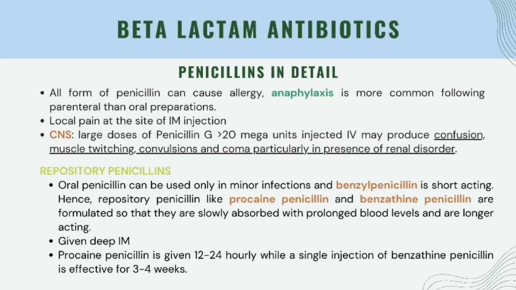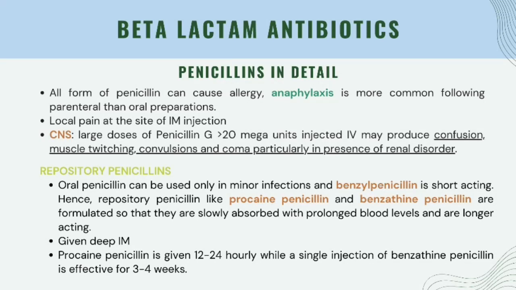Local pain at the site of intramuscular injection, and thrombophlebitis on IV injection, particularly with large doses, occur due to irritation. In the CNS, large doses of penicillin G, greater than 20 megaunits injected IV, may produce confusion, muscle twitching, convulsions, and coma, particularly in the presence of renal disorder. Superinfections are rare because of the narrow spectrum of penicillins.